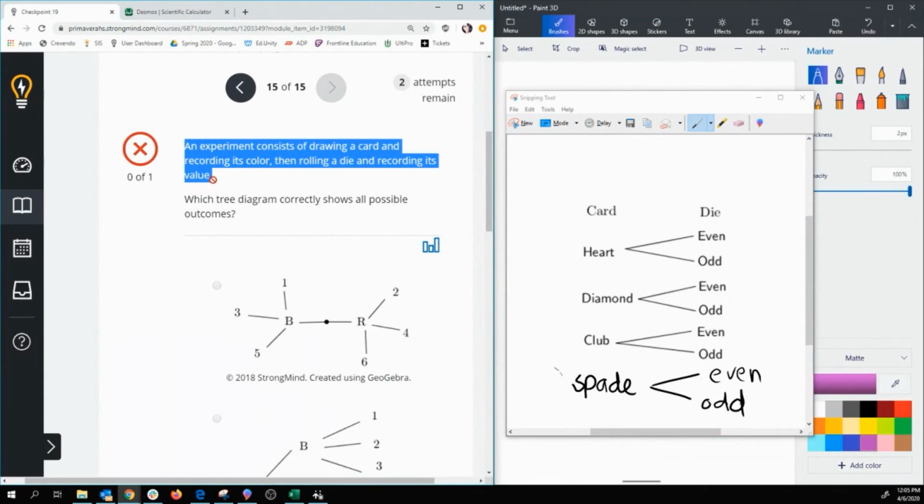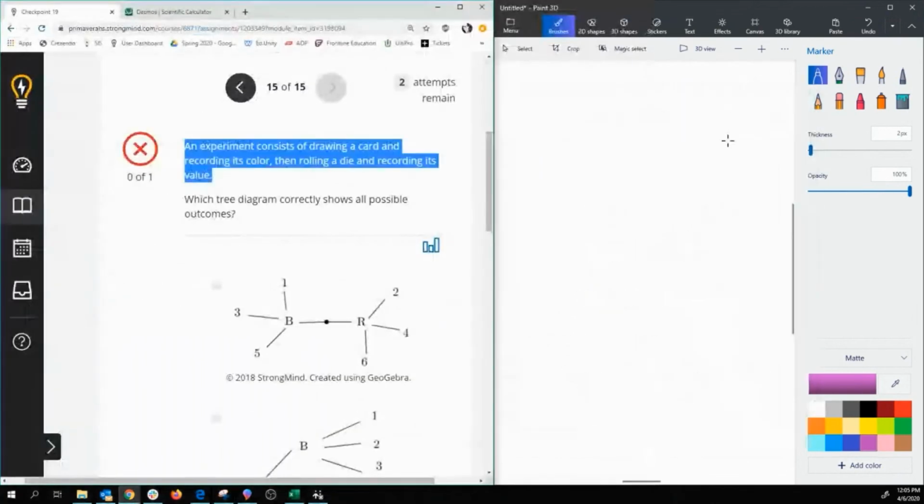So when we pick a card from a deck and pay attention to the color, we can either have red or black. Right? So red or black are the color options. And then if I'm rolling a dice and I'm recording the number that pops up, what are the options I could roll on a dice? So what different numbers could I roll from a dice?